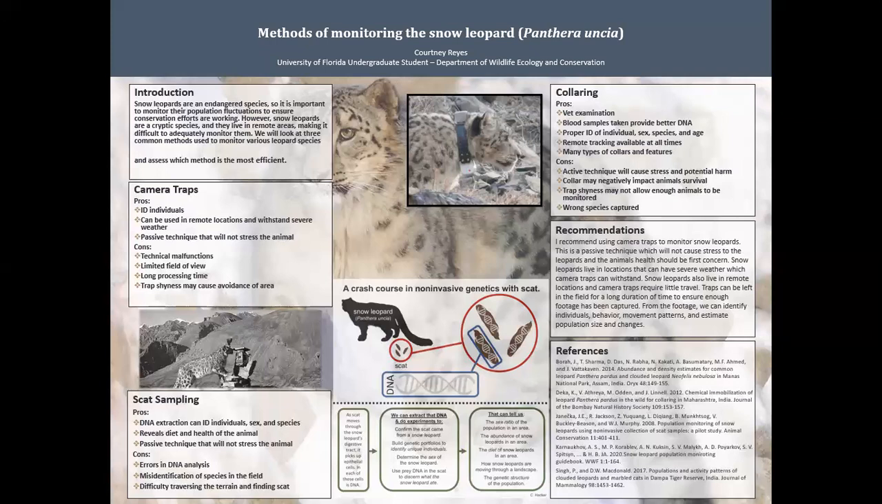And traps can be left in the field for as long as you need to ensure you get the footage for your data. From that footage, you can identify the individuals, behavior, movement patterns, and you can estimate population size and changes.